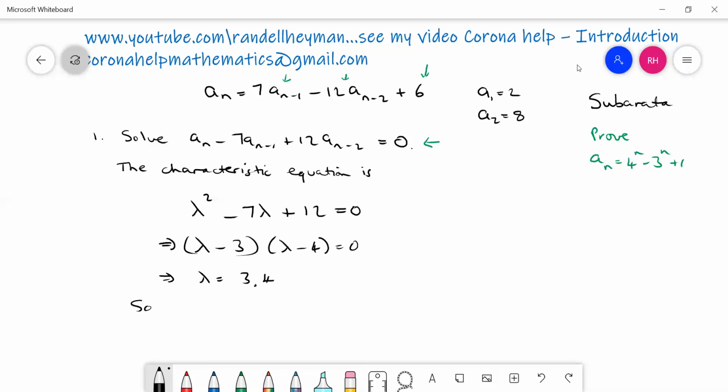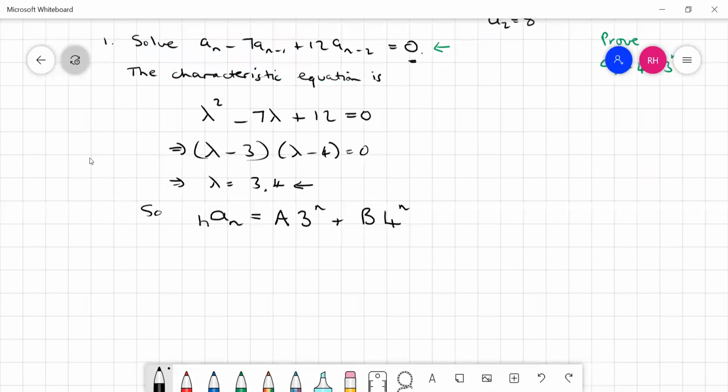So what we can say is this: we'll call it a_n, but it's not the final a_n. And what I'm going to do here is put a little h, and that means homogeneous. This having 0 here makes this a homogeneous equation that we're trying to solve. And so the solution, because of this 3 and 4, is going to be some constant A times 3 to the n plus some constant B times 4 to the n, and that will be it. So that's the first part.